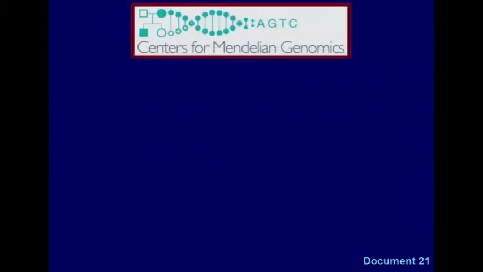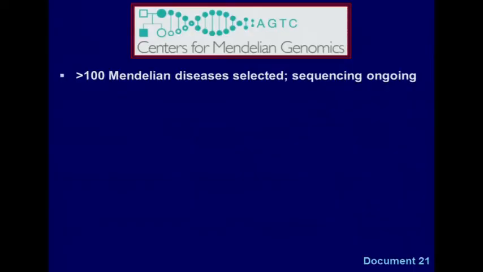Moving on to the next component of our sequencing program, the three Centers for Mendelian Genomics at the University of Washington, Yale, and Johns Hopkins Baylor aim to discover the genetic basis of as many Mendelian disorders as possible. This program is co-funded by NHGRI and NHLBI. More than 100 Mendelian diseases have been selected so far, and appropriate samples have been or are being sequenced and analyzed by the three centers.